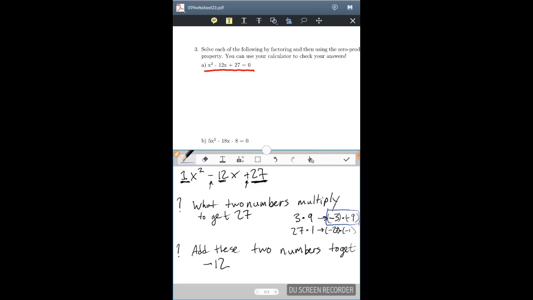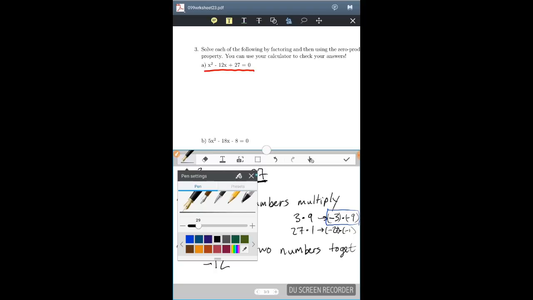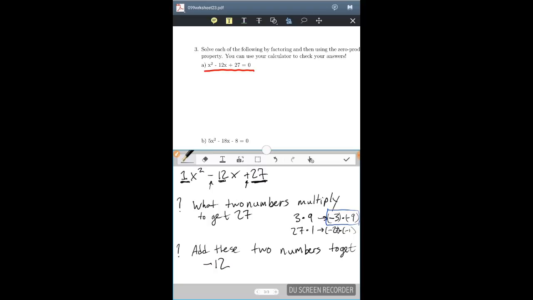This negative 3 times negative 9, if we take those two and add them together down here, we're going to get negative 12. I'll put a plus, and we'll do a negative 9. So if we add those together, we're going to get negative 12. Awesome. Okay, so you might be saying, all right, what do I do here? Well, the nice thing is we can go straight to the answer.